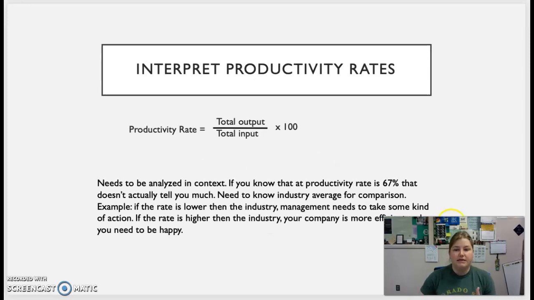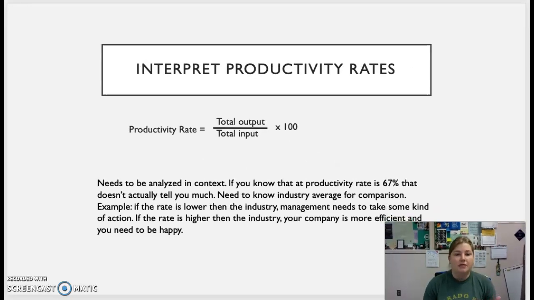Interpreting productivity rates. Let's see if I can, yeah, there we go. The productivity rate is the total output divided by the total input. This needs to be analyzed in context, so make sure that you're thinking about this in terms of what you're talking about. If you know that a productivity rate is 67%, that doesn't actually tell you a whole lot. You need to know the industry average for comparison to really give you an idea of how you're doing. So for example, if the rate is lower than the industry, management needs to take some kind of action. If the rate is higher than the industry, then your company is considered more efficient and you should be happy.